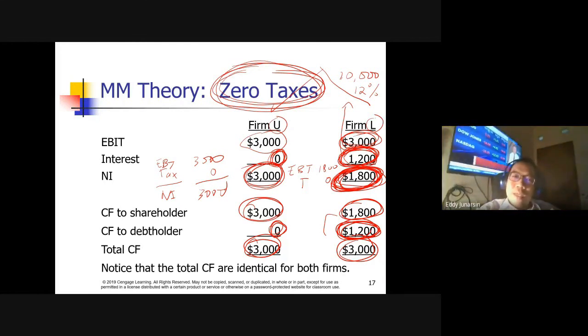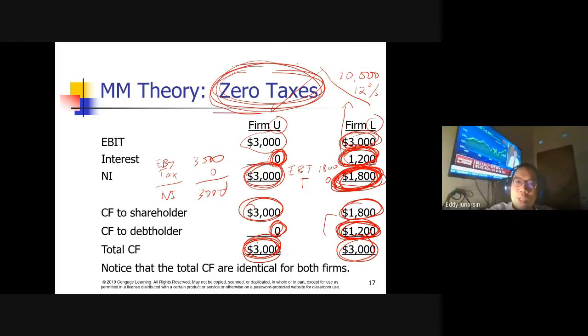No matter what capital structure mix that you are using, 100% debt, 100% equity, or anything, the total free cash flows enjoyed by our investors would amount to the same, right? In this case, 3,000. Why? Because again, by tying down a lot of assumptions, including this important one, this is the world without tax, zero taxes.